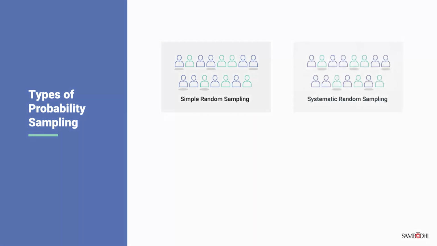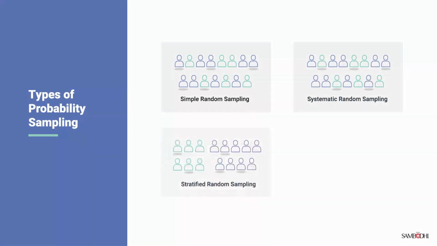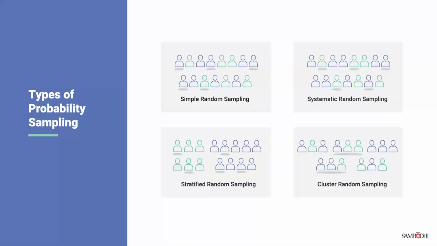Now, there are different types of probability sampling based on different requirements: simple random sampling, systematic random sampling, stratified random sampling, and finally, cluster random sampling. Let us describe each one of these briefly. First up is simple random sampling. This is a type of sampling in which the researcher randomly selects a subset of participants from a population. Each individual has an equal chance of being selected.